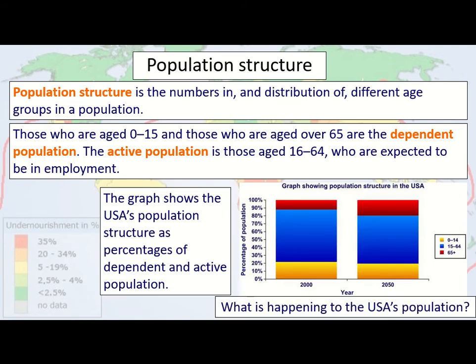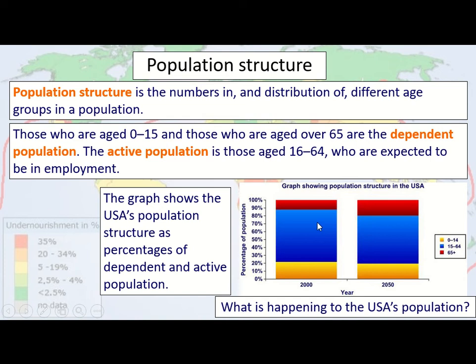Now, this graph is one way of showing those sort of proportions in a population, and where you've got the USA as the example. So in the year 2000, you can see that the USA's young dependents were approximately 20% of the population. The elderly dependents were about 11 or 12% of the population, so that makes up about 31%, which leaves in the middle the workers, the working population.